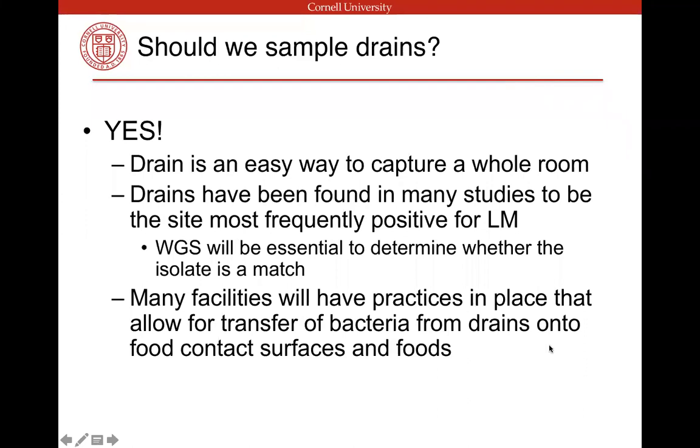Many facilities also have practices in place where you can, for example, use high pressure hoses, and that'll allow bacteria to get from the drains onto the other pieces of equipment. So there's also the possibility that a positive in a drain will actually make it out of the drain.